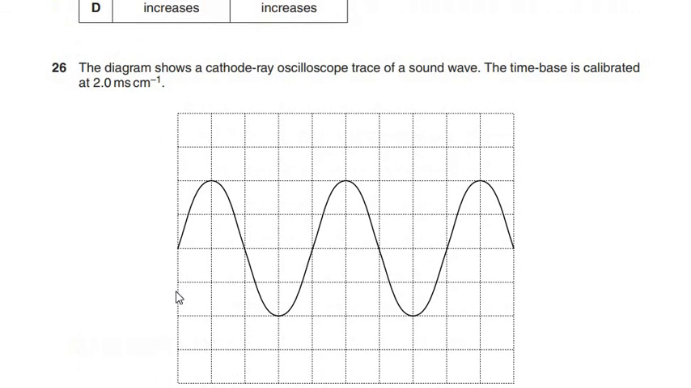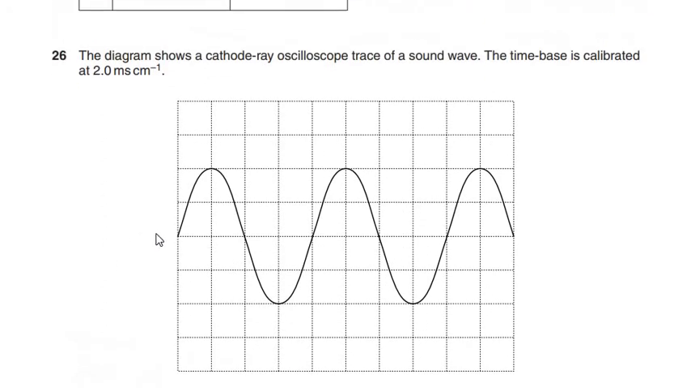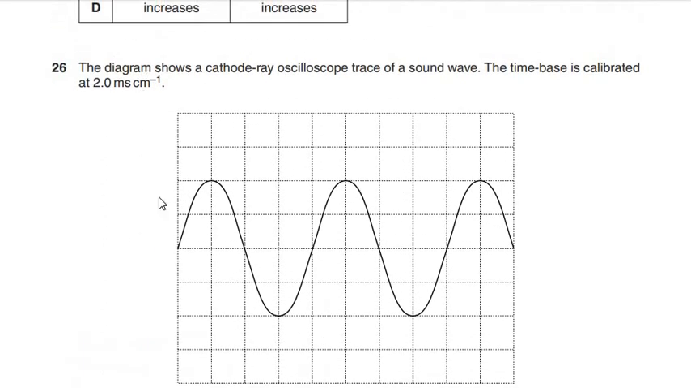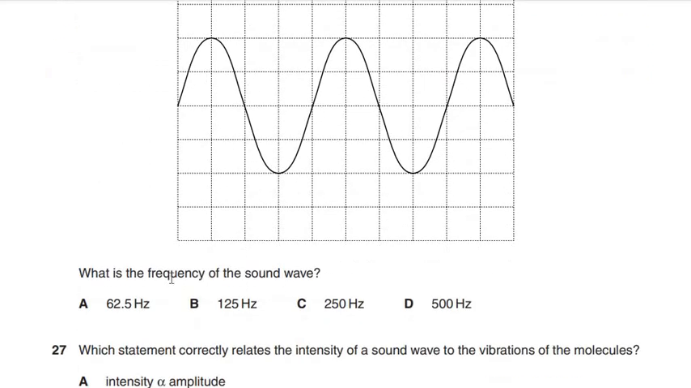The diagram shows a cathode ray oscilloscope display of a sound wave. The time base is calibrated at 2 milliseconds per centimeter. Alright. So here, what do they want? Before we get into the question, let's just see this. 2 milliseconds per centimeter. So basically each wave here, if you count the boxes horizontally, each cycle is 4 boxes, right? So you can count it twice if you want to be sure. So 2 cycles is a total of 8 boxes. So each cycle is 4 boxes. So 4 boxes means the time period is how much? 8 milliseconds, right?